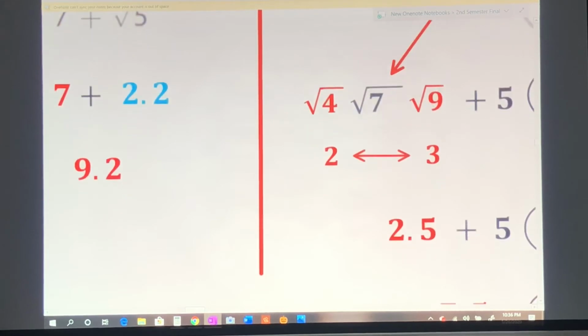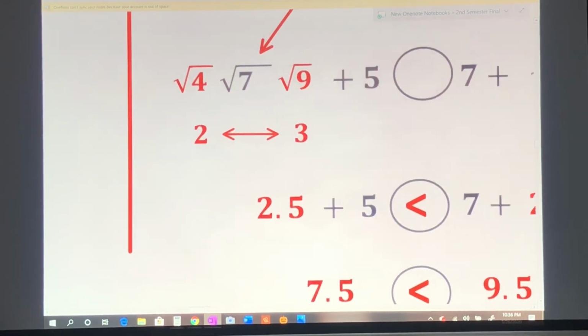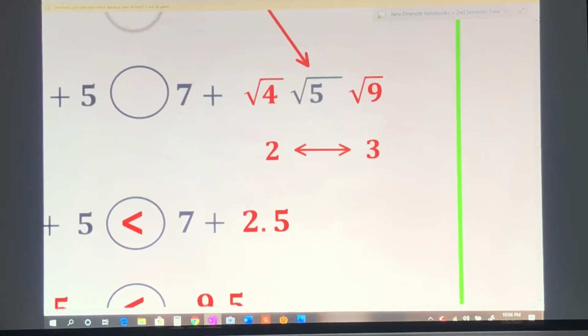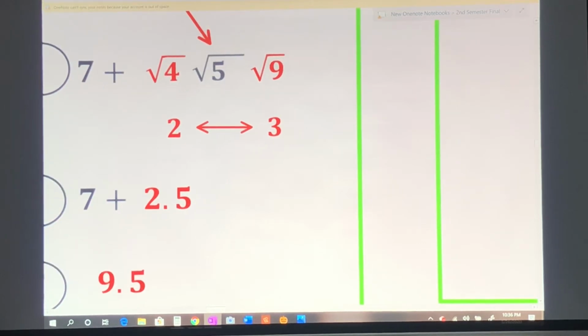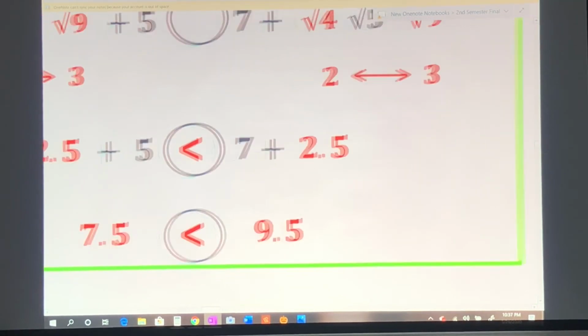2.5 plus 5 is 7.5. On the right side, the square root of 5 is between 4 and 9, which is 2 and 3, and I say, let's just say it's in the middle. It's not, but let's just say it is. It's still less than.